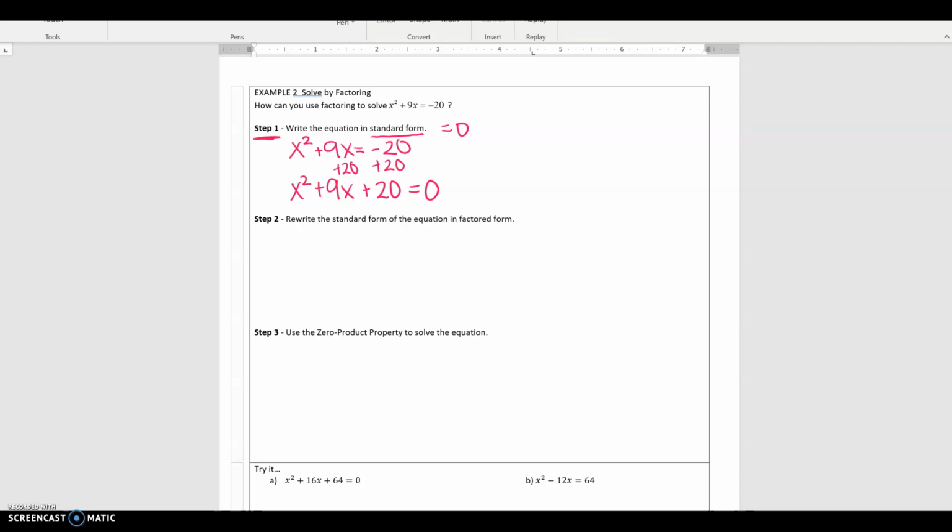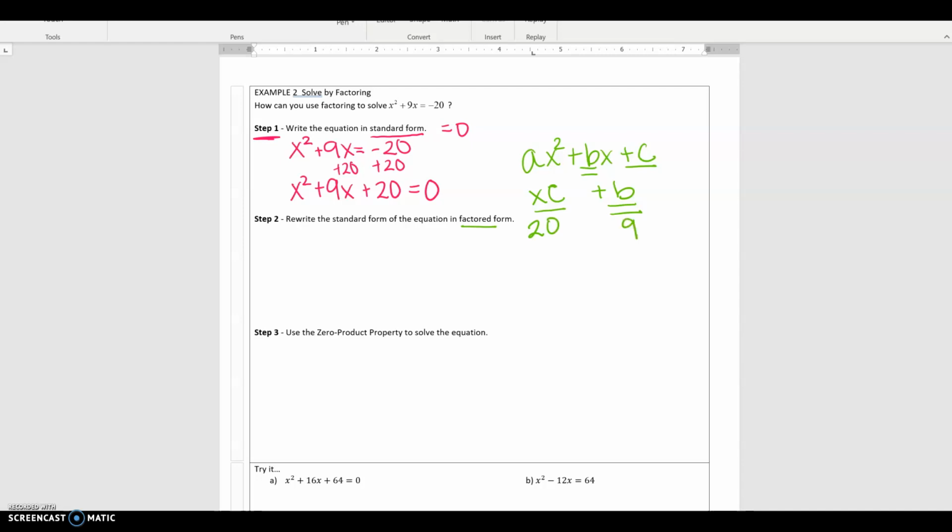Step 2 is we've got to factor this. So if you remember, factoring means what multiplies to c and adds to b. And remember, ax squared plus bx plus c. So we're looking for what multiplies to c and adds to b. In this case, our c value is 20 and our b value is 9.